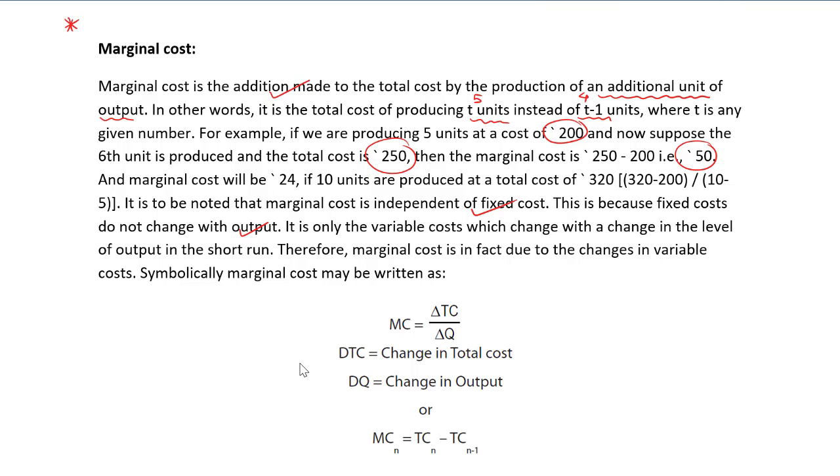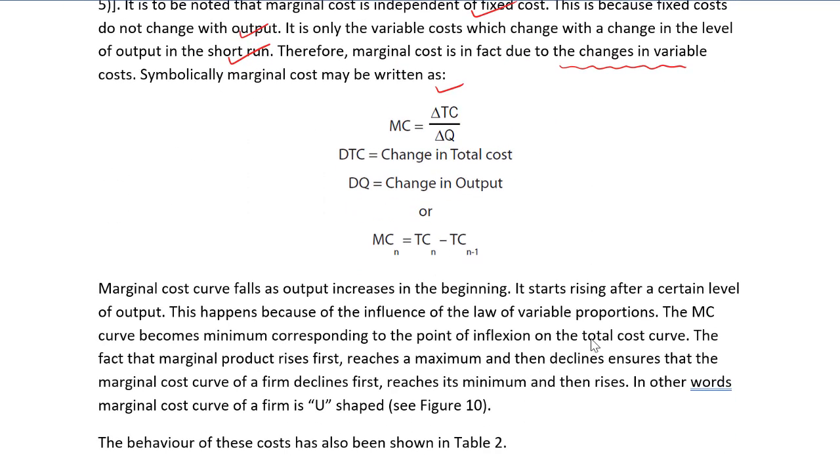It is only the variable cost which changes with the level of output in the short run, and therefore we can say that marginal cost is in fact due to the change in variable cost. Symbolically it is written as follows. Marginal cost equals change in total cost divided by change in quantity of output.